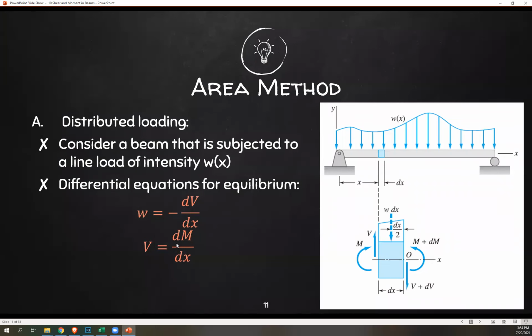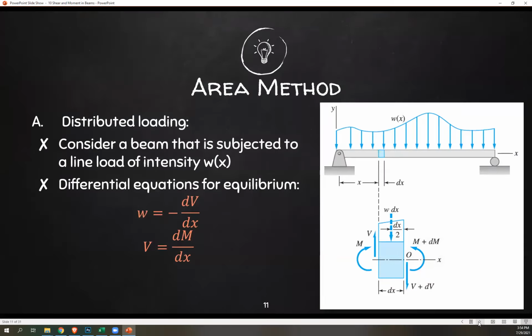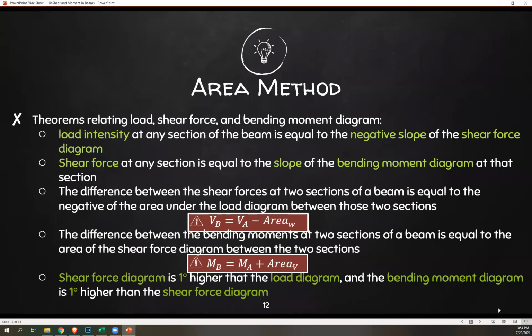Same thing for moment, using summation of moment now. Okay, so that's our equation. Let's move on to the next topic. Upon using those equations, we can create these theorems. That's why we went through that. So let's focus now on the theorems.